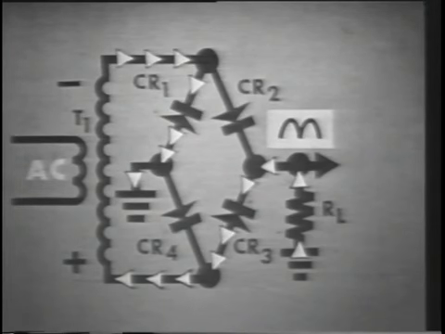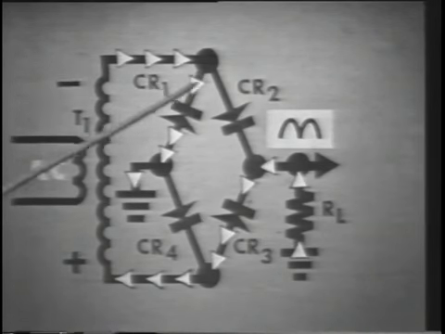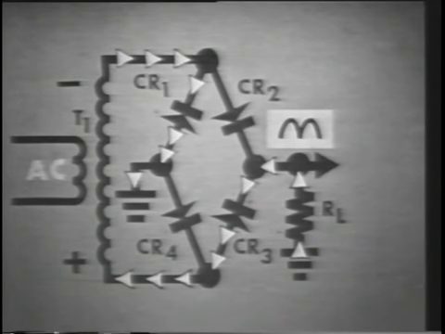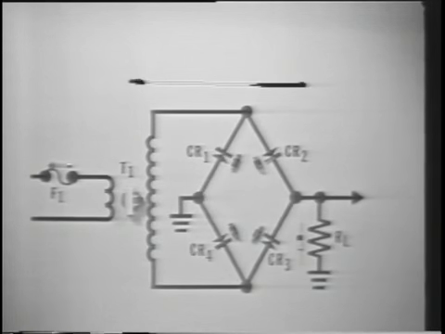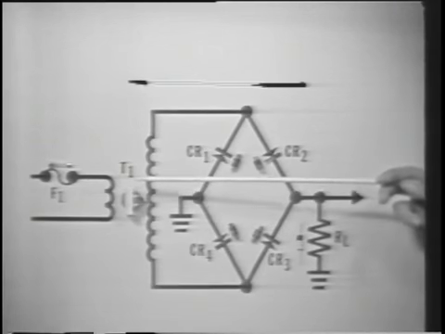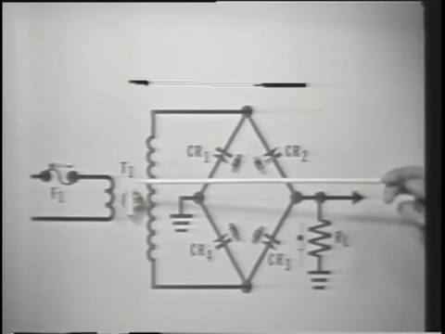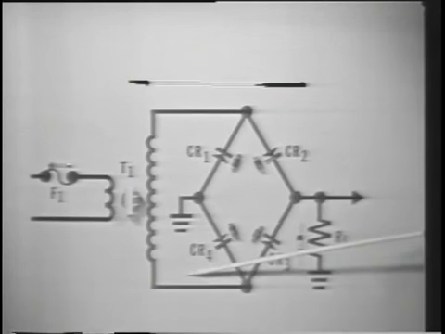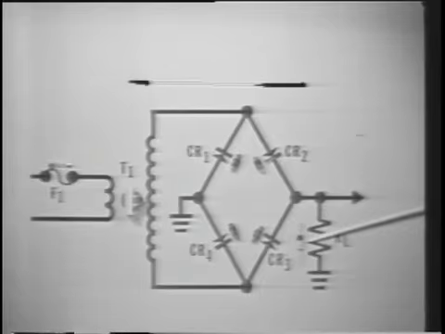But notice that some parts of the circuit are common to both current paths. The transformer, some of the connecting wires, and the load resistor R sub L. So it's logical to assume that if both pulses of the output are affected, as with no output, the trouble must be in some part of the circuit that is common to both current paths. So with no output as a symptom, we check the transformer for possible open primary or secondary winding, the common connecting wires for possible breaks, and the output resistor R sub L for an open.